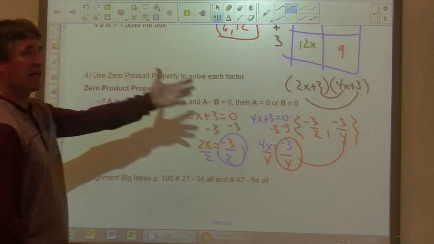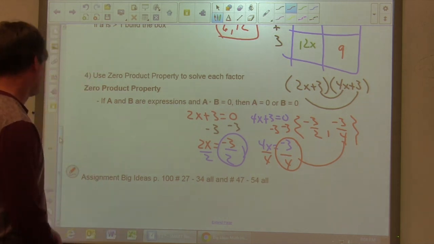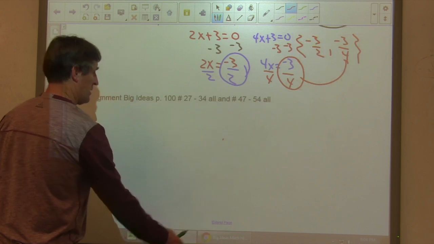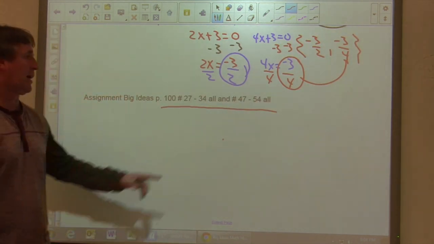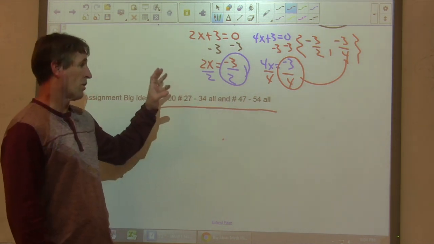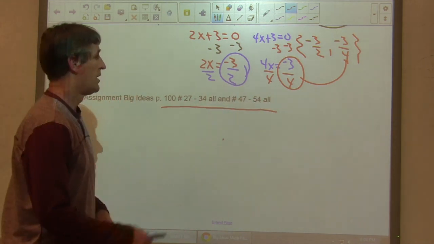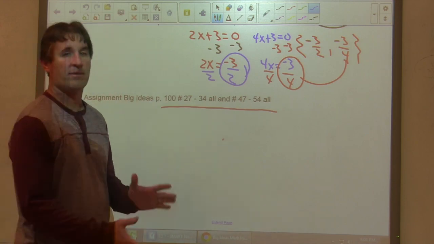So please, again, come with questions if it doesn't make sense. We can go through as many of these as you want. The assignment will be on the big ideas, and it's page 127, 1 to 34 all, and 47 to 54 all. The first set is when they're equal to 0 or they don't have function notation. The second set's when it's function notation, and you just have to set it equal to 0. So hopefully that went well, and you'll be ready to go.